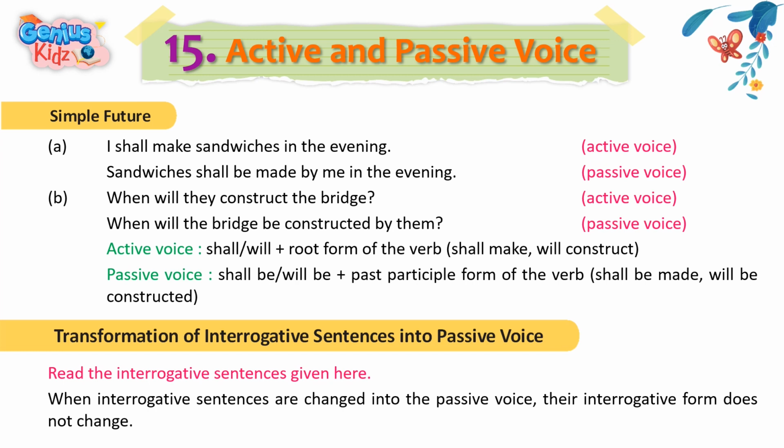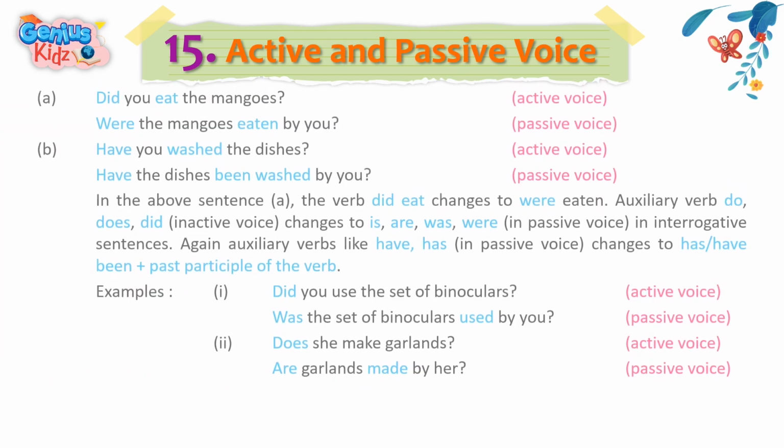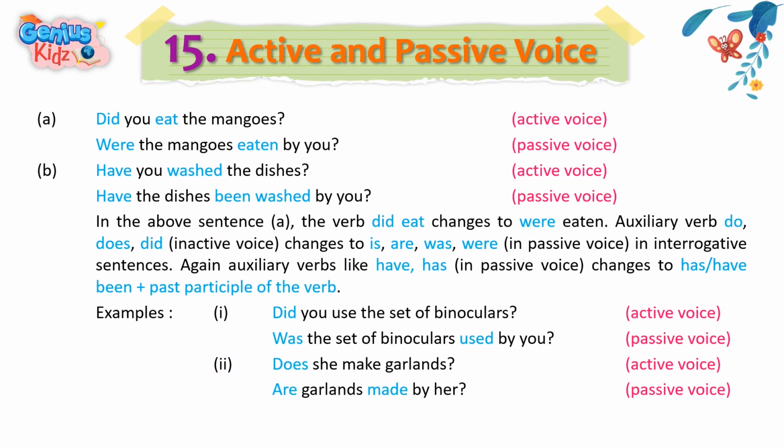Transformation of interrogative sentences into passive voice. Read the interrogative sentences given here. When interrogative sentences are changed into the passive voice, their interrogative form does not change. A. Did you eat the mangoes? Active voice. Were the mangoes eaten by you? Passive voice. B. Have you washed the dishes? Active voice. Have the dishes been washed by you? Passive voice.